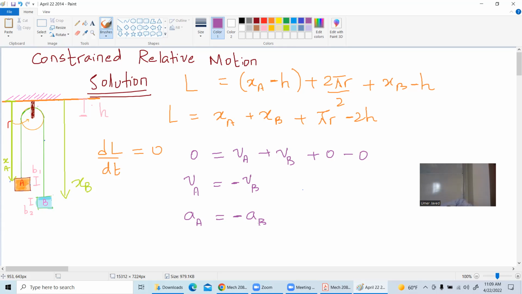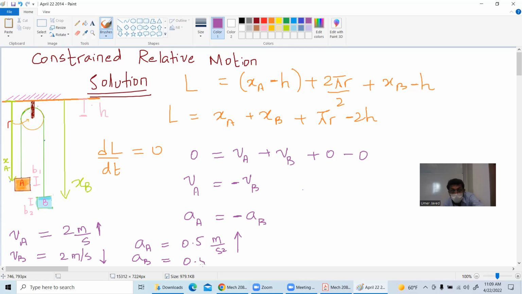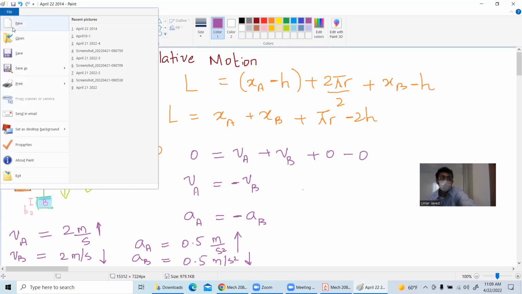Now, hang on with me. Let's say the velocity VA equals 2 meters per second upward, then VB equals 2 meters per second downward. And similarly, if AA is 0.5 meters per second squared upward, then AB is 0.5 meters per second squared downward. Everyone understands this? Okay, now let me tell you something.